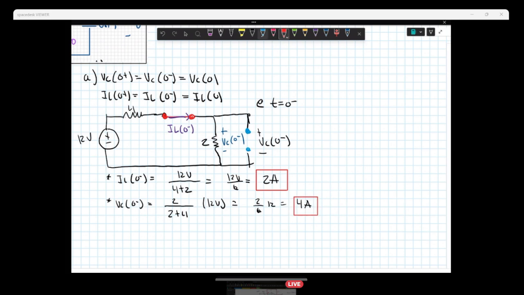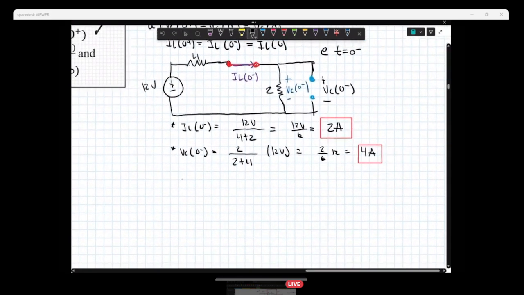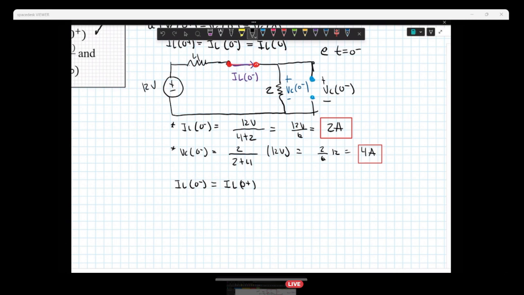Cool. So now you know that. So what does that give you? That means that you now know IL of 0 minus, which we said before was IL of 0 plus. My bad. IL of 0 plus, which equals IL of 0, which will also equal 2A. And then VC of 0 minus equals VC of 0 plus, which equals VC of 0, which is now 4A. So now we have those values.